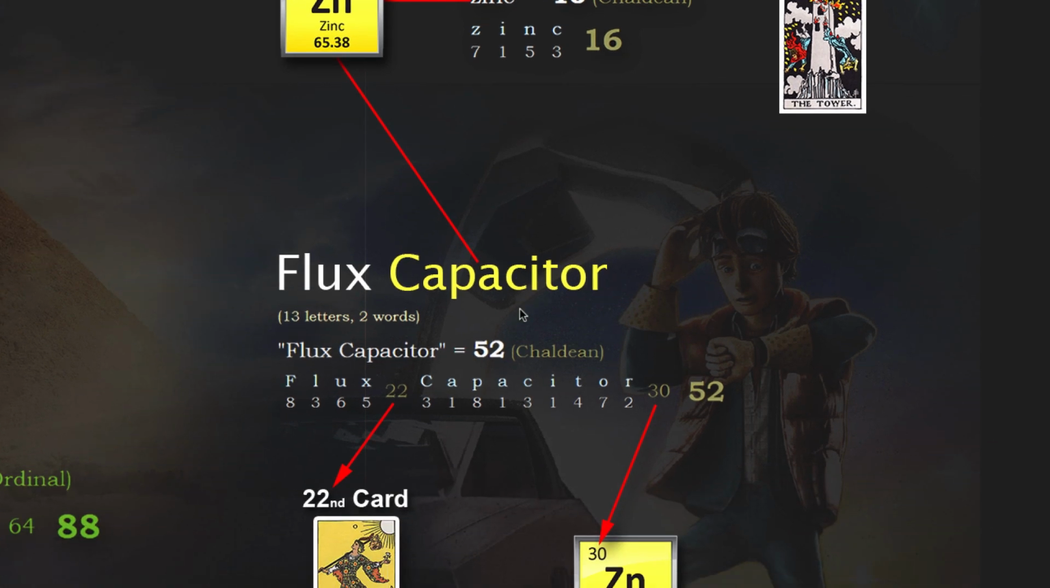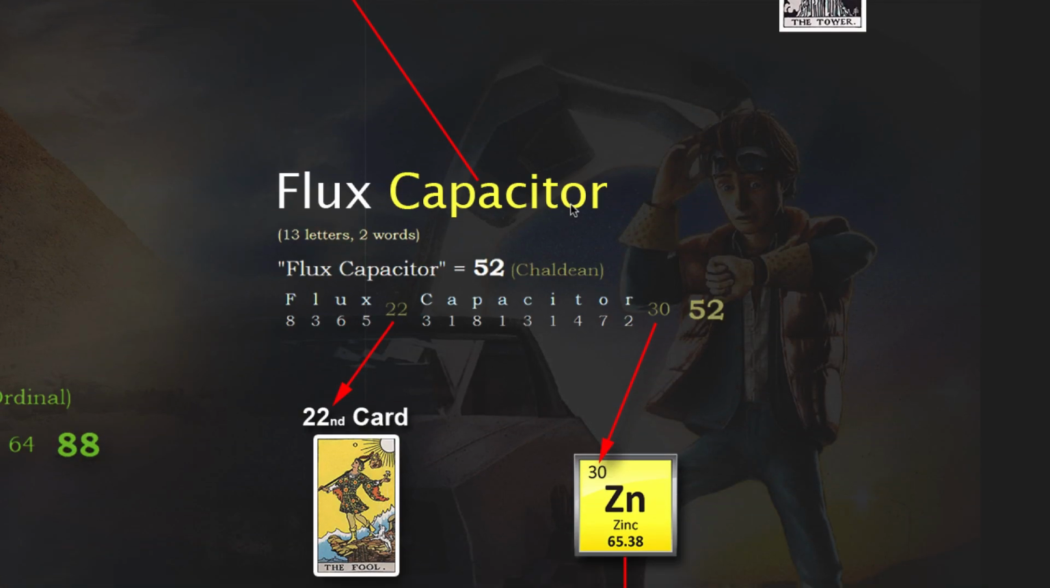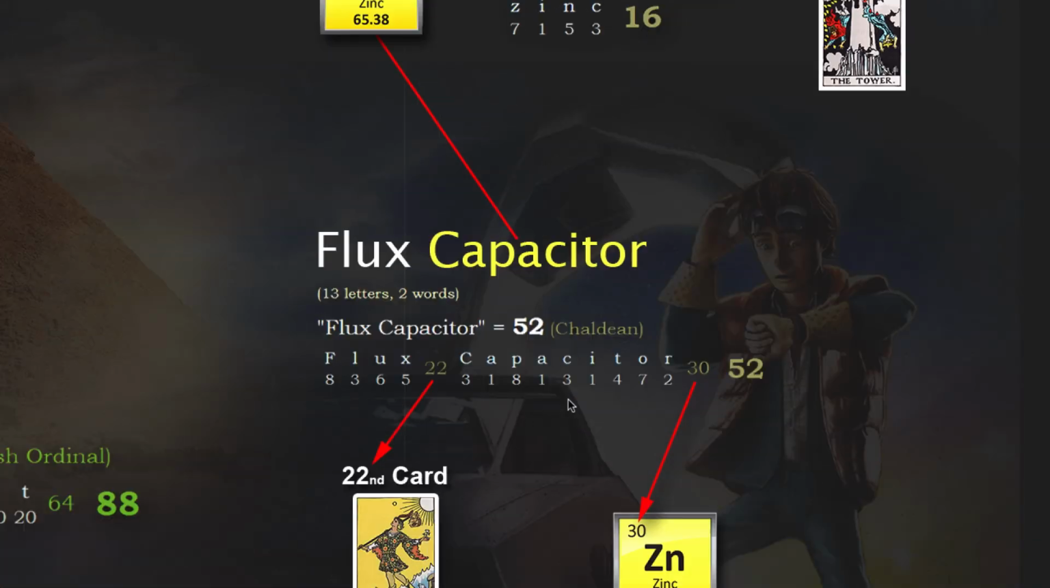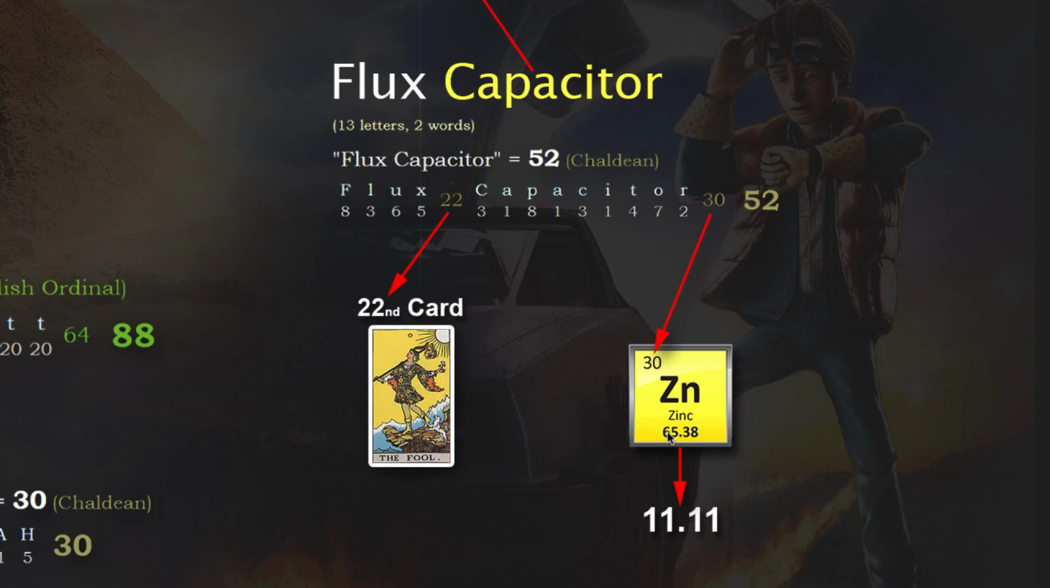Now again, what makes time travel possible? The flux capacitor. And you know, capacitor is a noun. So we name it the flux. We could have named it Logan capacitor, or Larry capacitor, or Mary capacitor, but it's the flux capacitor. And it just so happens capacitor equals 30, just like Jehovah, just like the element zinc. Now it's interesting because zinc's atomic weight is 65.38, and when we break that down in numerology, we get the 1111. I'm not going to go into that any further, but I thought that's fascinating. It's a mirror of itself, 1111.